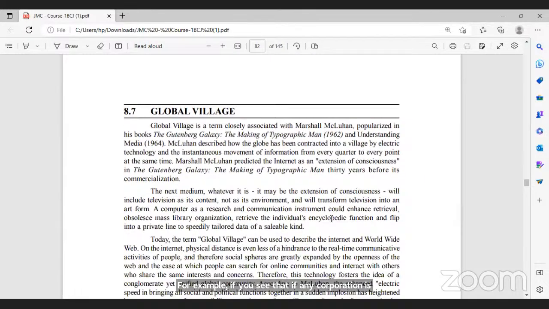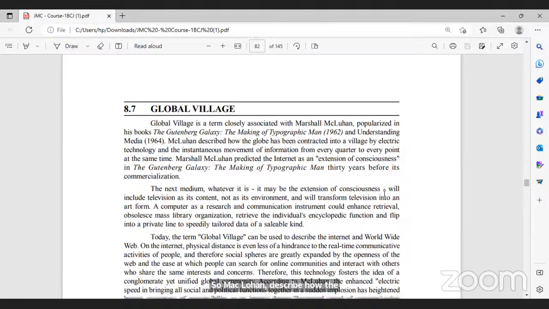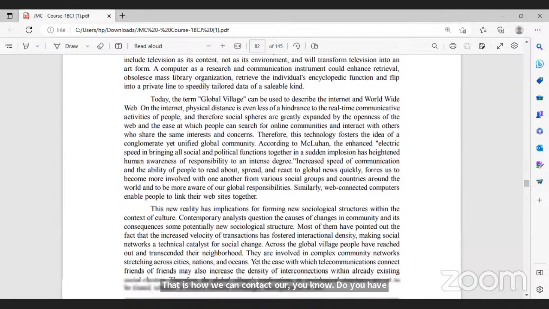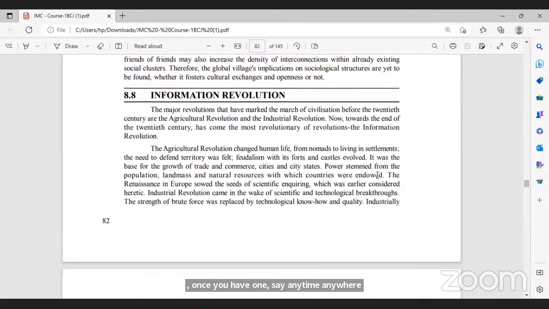Then, as I told you, the global village is a term closely associated with Marshall McLuhan, who popularized it in his books The Gutenberg Galaxy: The Making of Typographic Man and Understanding Media. McLuhan described how the globe has been contracted into a village by electric technology and instantaneous movements. That is how we can contact our dear ones, anytime, from anywhere, with the help of technology.